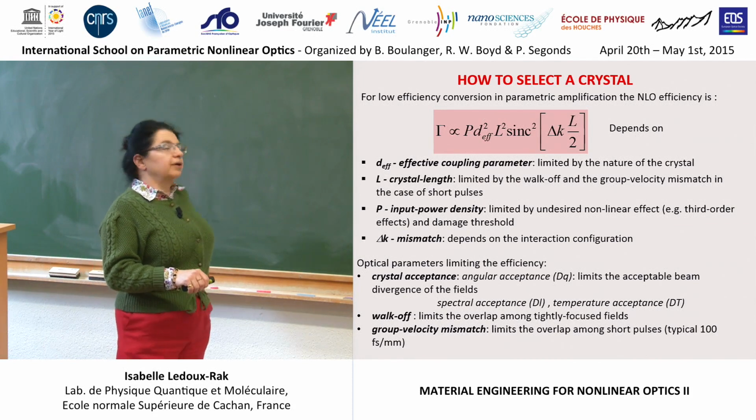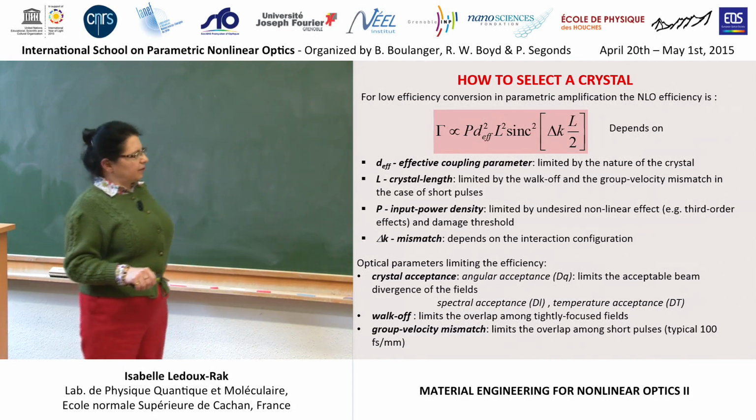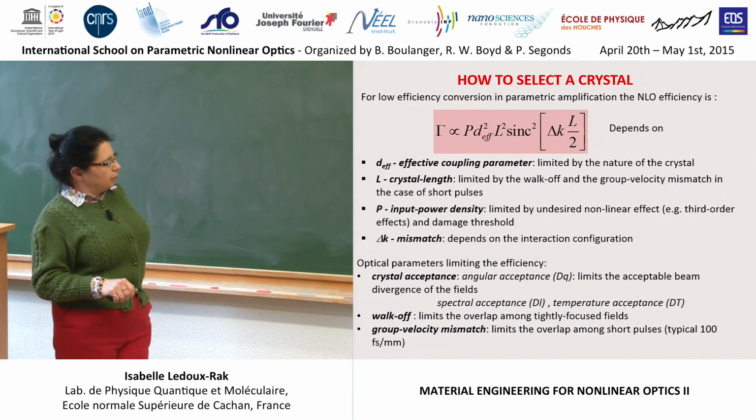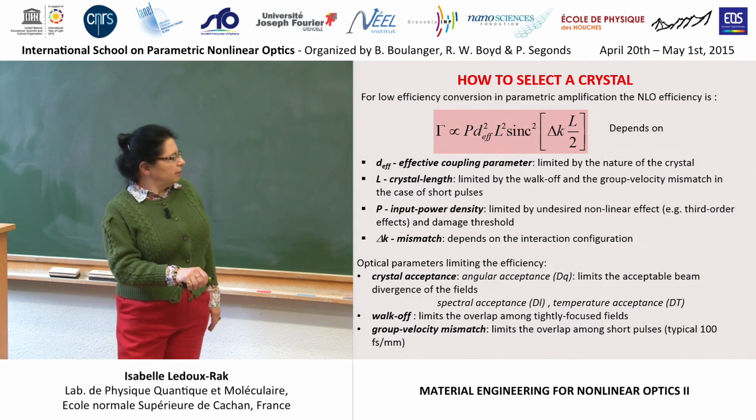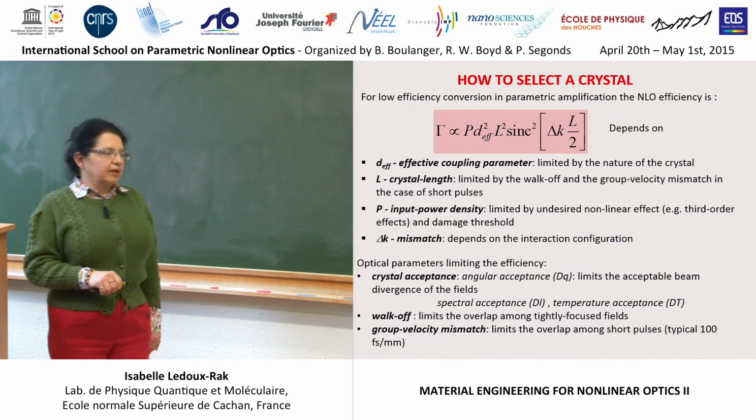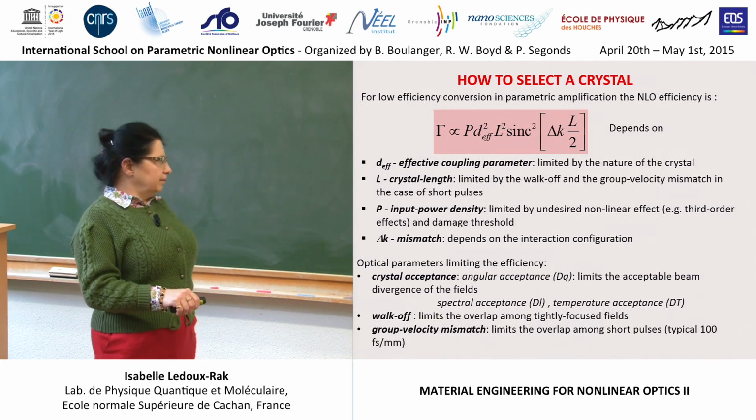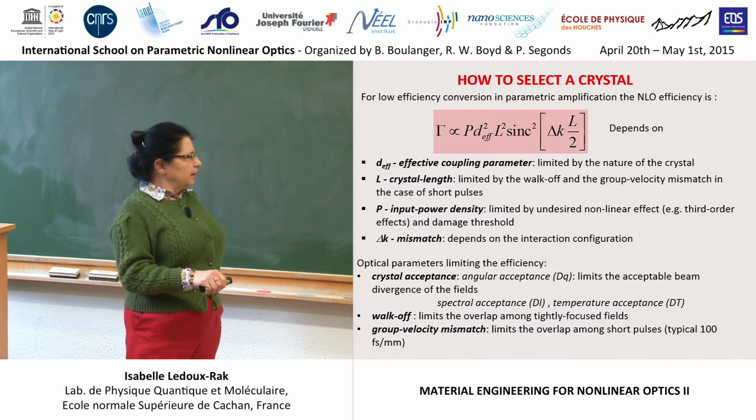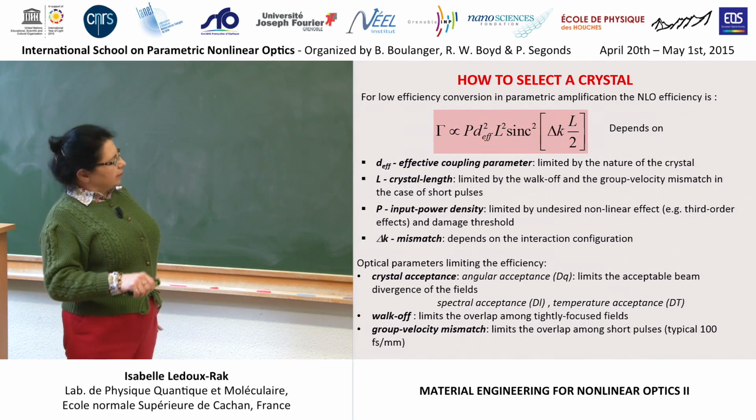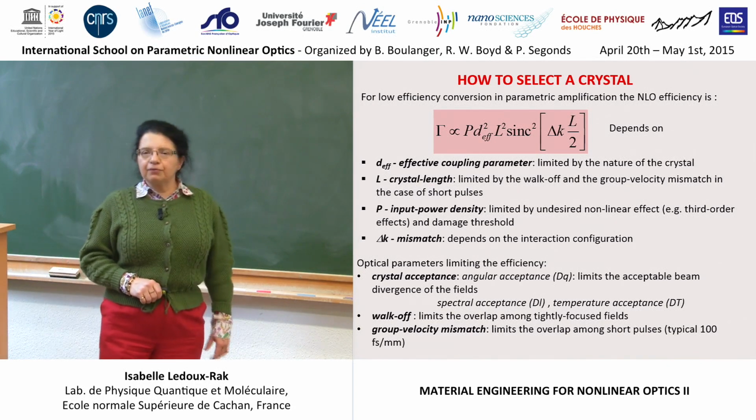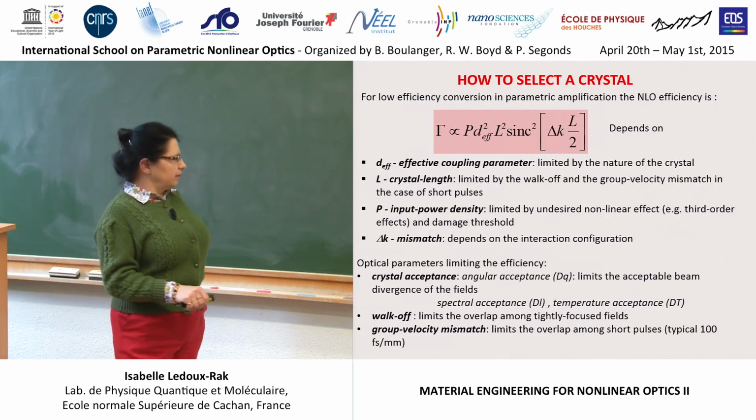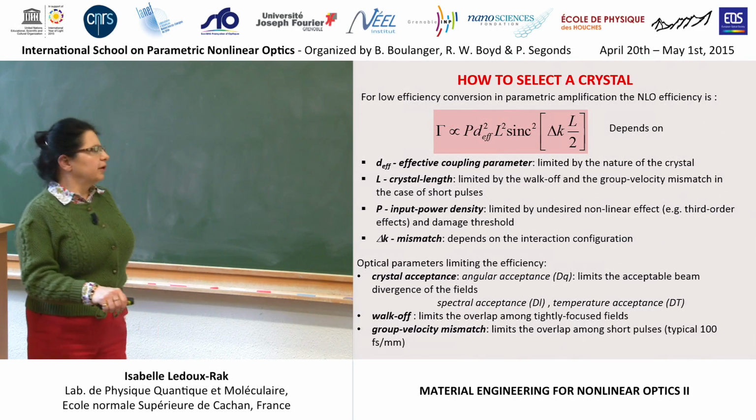You must have, for a given incidence angle, the phase matching condition fulfilled for a wide choice of wavelengths, and then it should allow for a conversion of ultra-short pulses. So the walk-off is related to birefringence and is met for type 1 phase matching. And group velocity mismatch limits the overlap among short pulses.